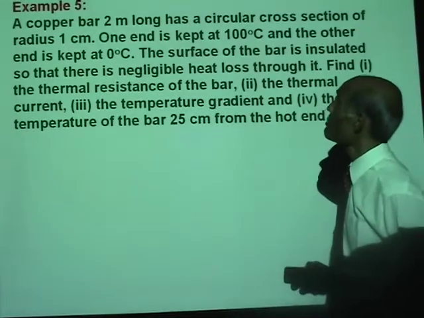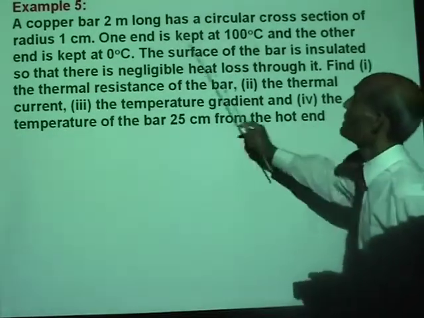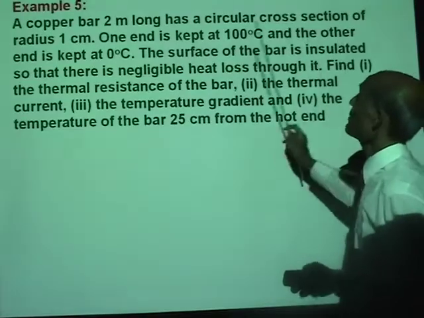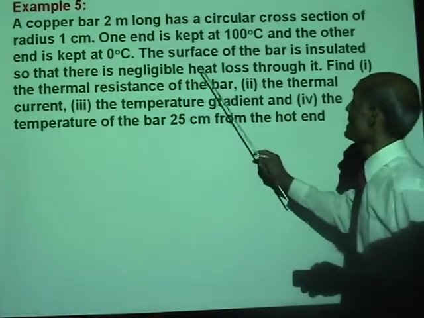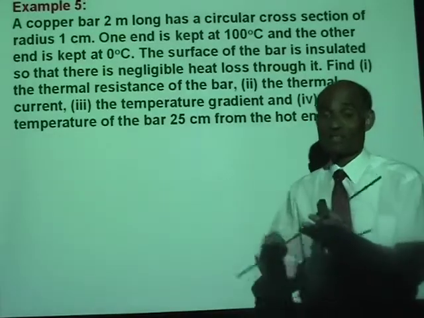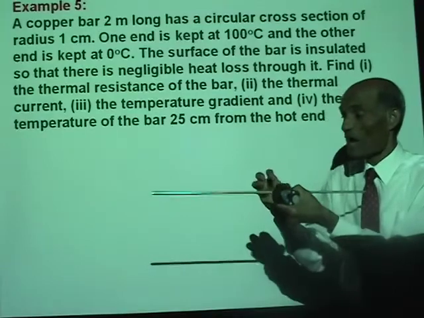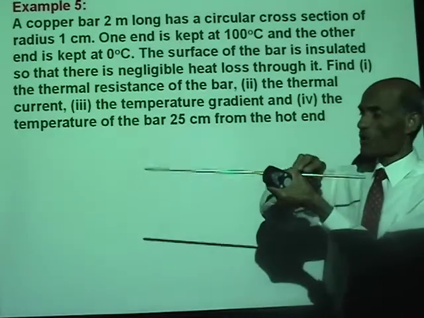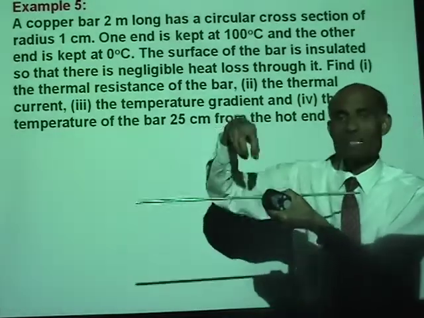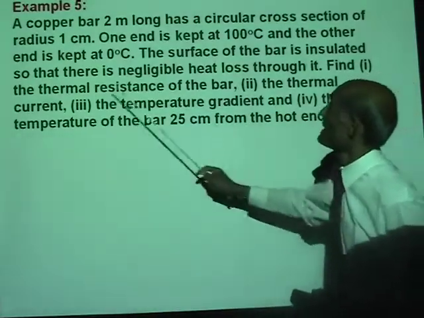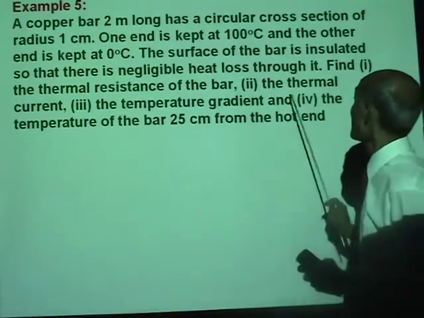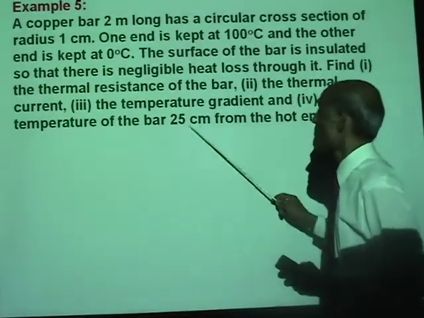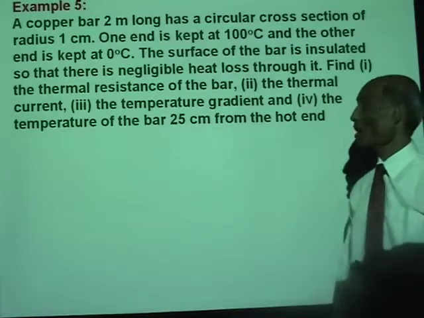A copper bar 2 meter long has a circular cross section of radius 1 centimeter. One end is kept at 100 degrees Celsius and the other end is kept at 0 degrees Celsius. The surface of the bar is insulated so that no heat will escape through that surface. That means all the heat that is passing from here will pass through that way. No heat energy will be escaping on the surface. Now find the thermal resistance of the bar, the thermal current, the temperature gradient, and the temperature of the bar 25 centimeter from the hot end.